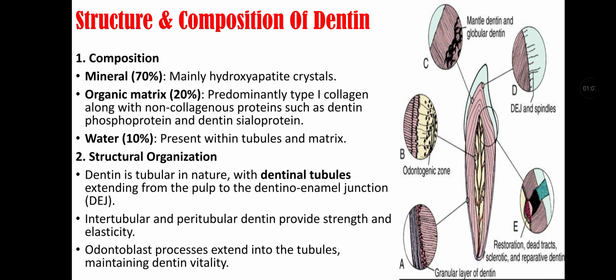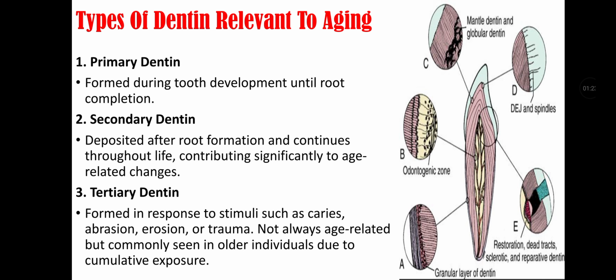Structural organization. Dentin is tubular in nature with dentinal tubules extending from the pulp to the dentino-enamel junction. Intertubular and peritubular dentin provide strength and elasticity. Odontoblast processes extend into the tubules, maintaining dentin vitality.